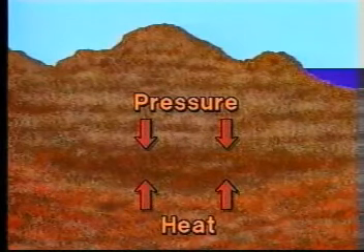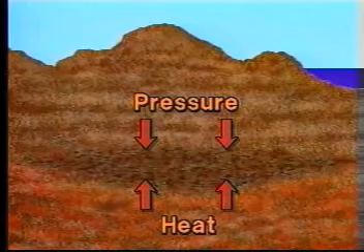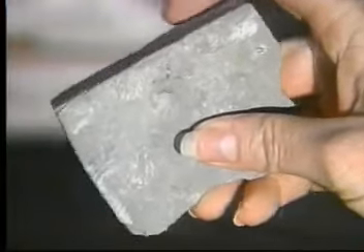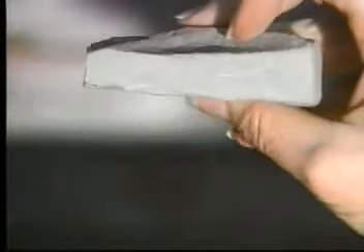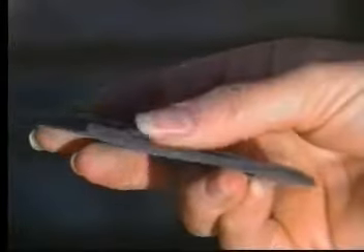As rock layers build up on one another, the layers that are near the bottom become greatly heated and pressurized. This can transform the particles in these rocks. This sedimentary rock is called shale, but when it is heated and pressurized to a certain point, it will change to this metamorphic rock called slate.